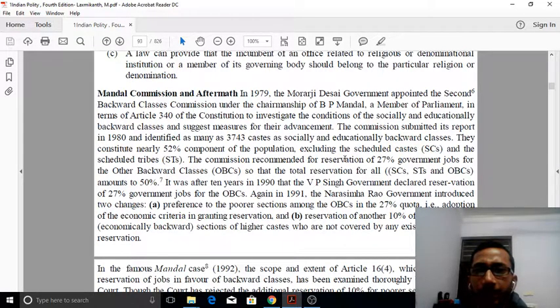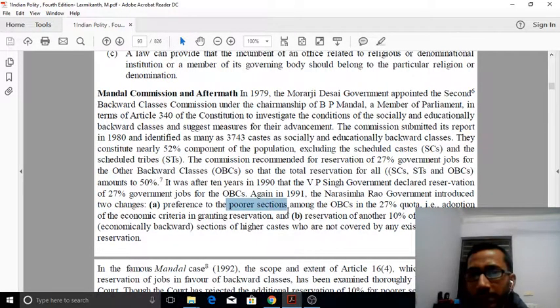The commission recommended reservation of 27% of government jobs for other backward classes, OBC, so that total reservation for all amounts to 50%. It was after 10 years, in 1990, that the VP Singh government declared reservation of 27% of government jobs for OBC. Again in 1991, the Narasimha Rao government came and introduced two changes. What are those changes? Preference to the poorer section among OBC.